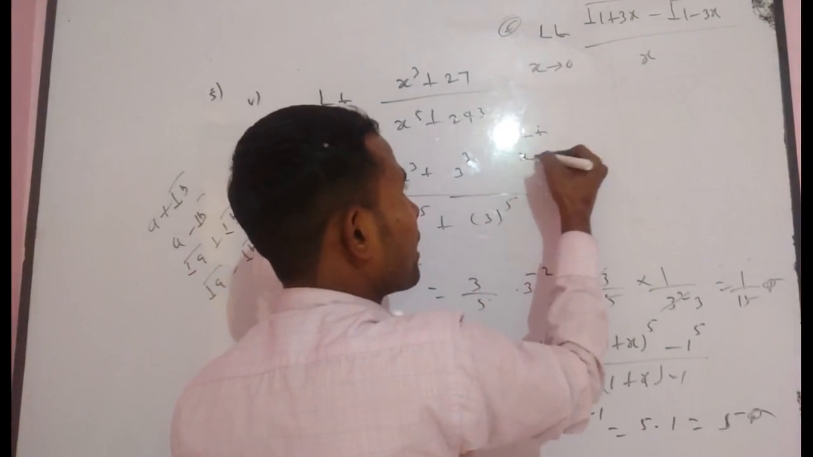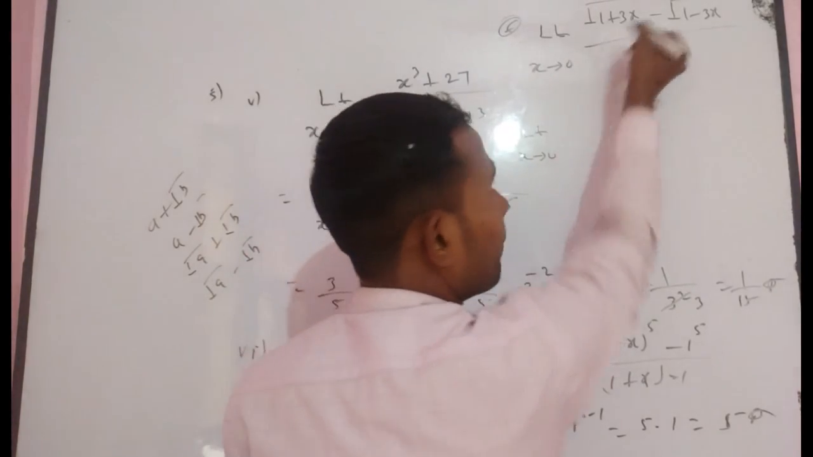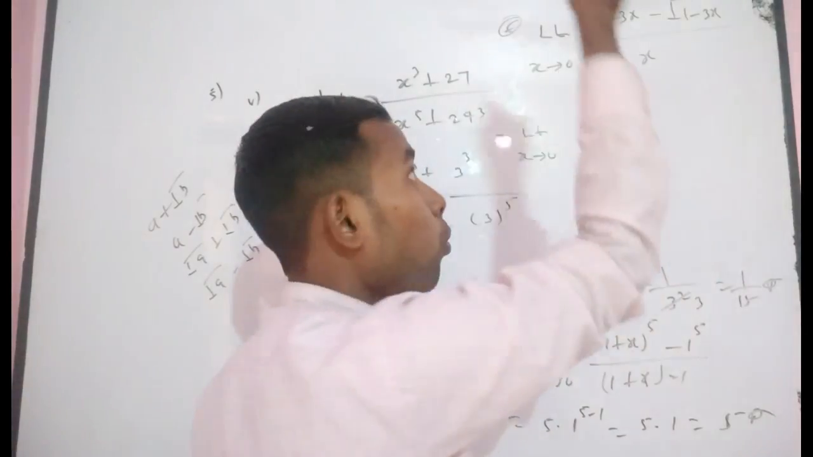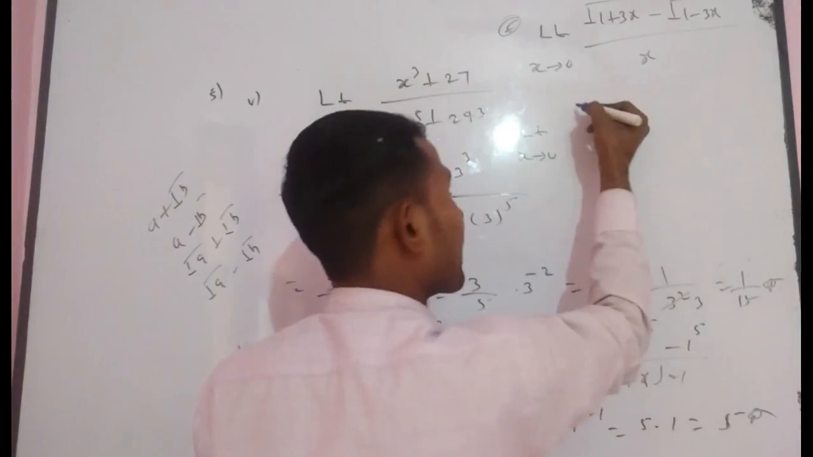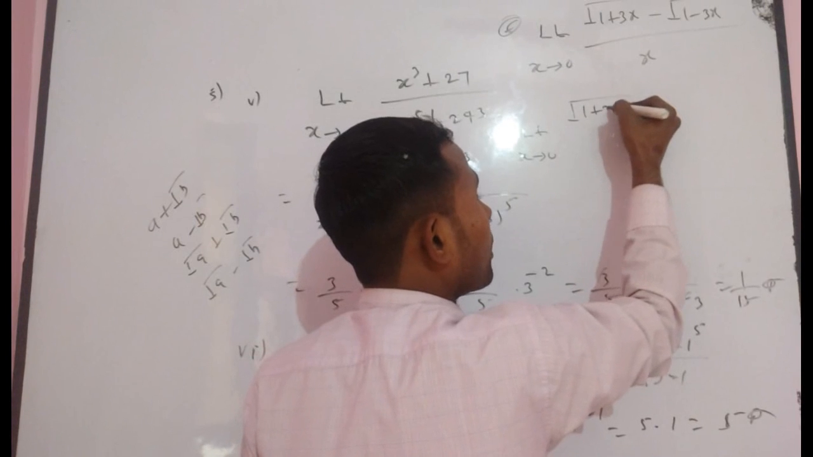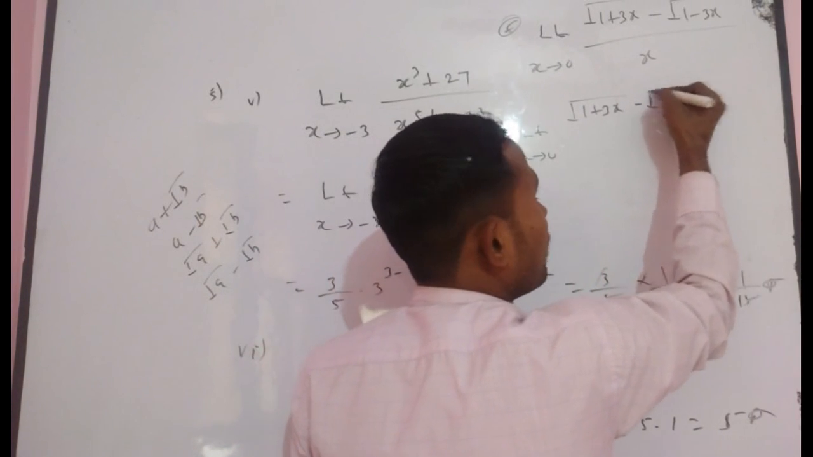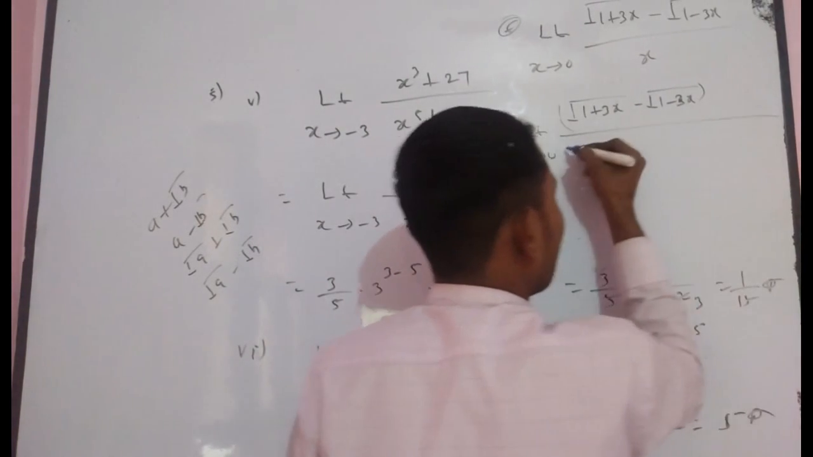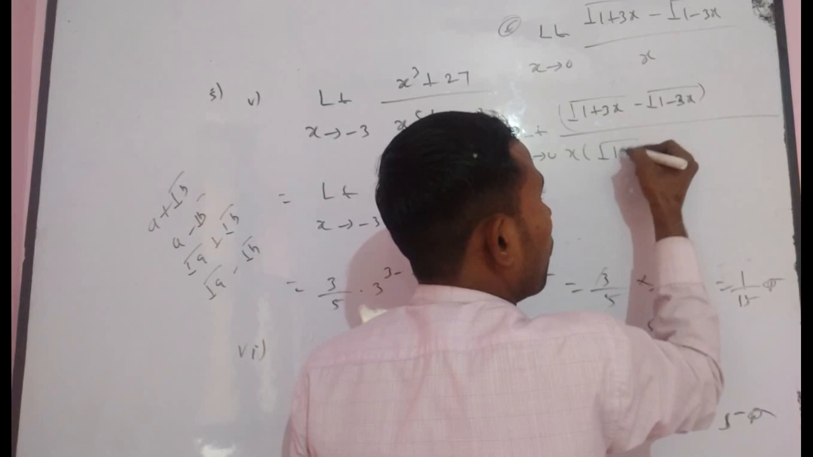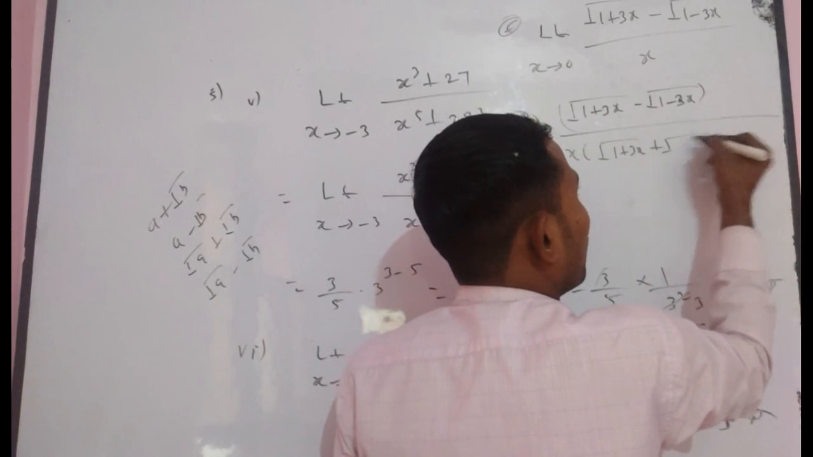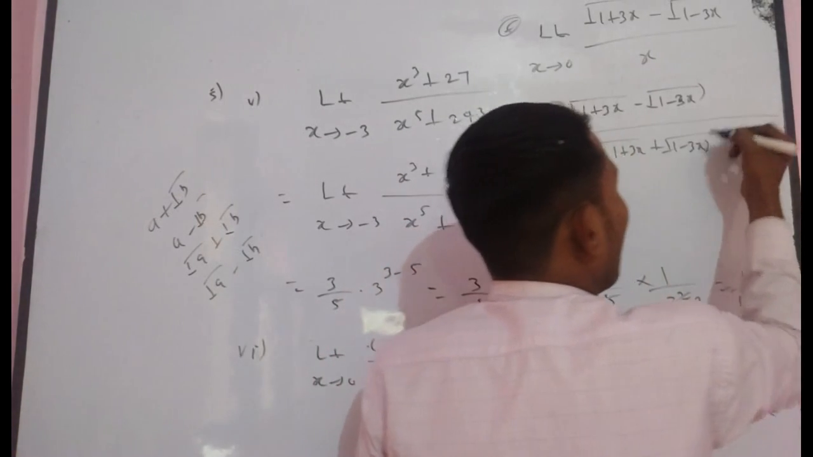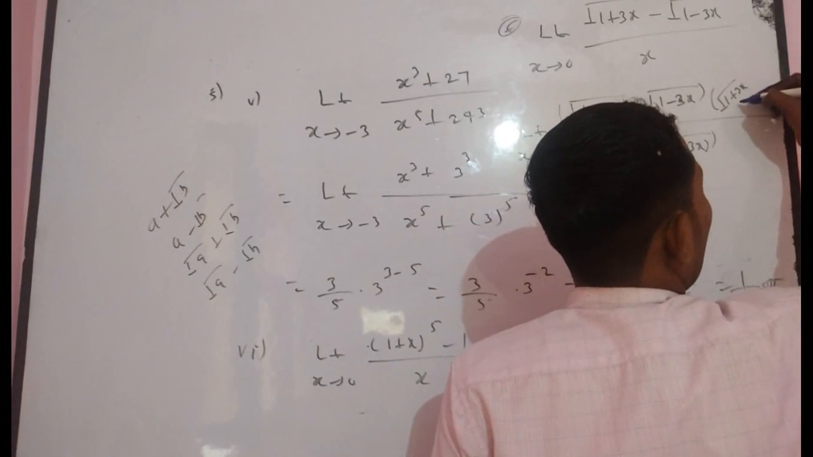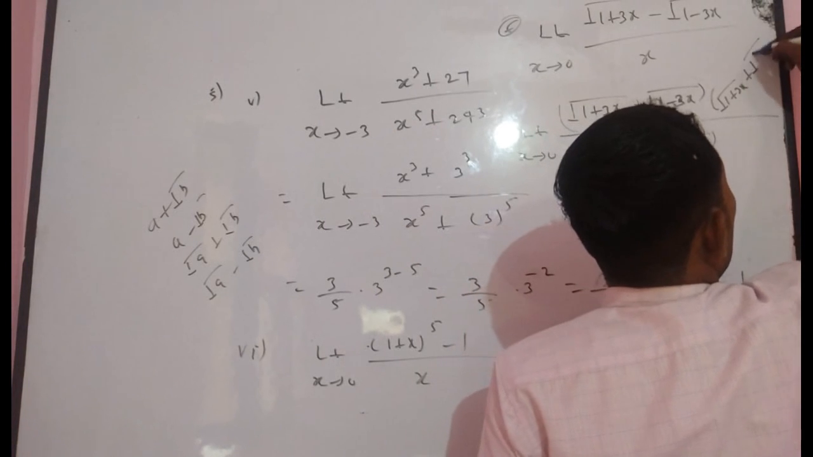Limit x tends to 0. If you multiply numerator and denominator by root under 1 plus 3x plus root under 1 minus 3x, what will happen here? Simply you get root under 1 plus 3x minus root under 1 minus 3x, divided by, firstly I want to multiply what? Root under 1 plus 3x plus root under 1 minus 3x. If you multiply by this term in numerator and denominator, what do you get in the numerator?